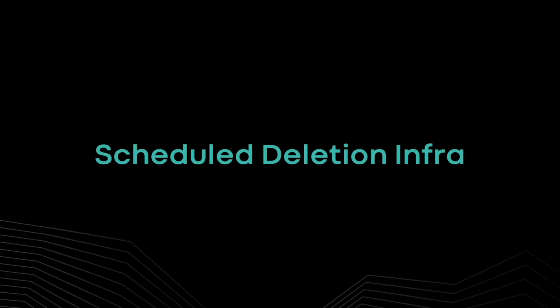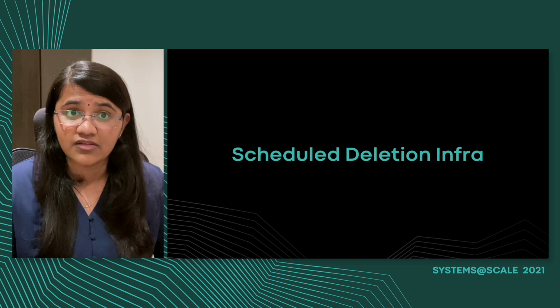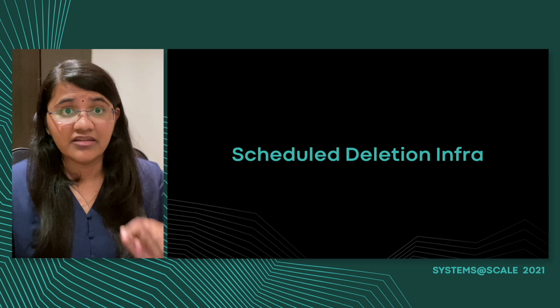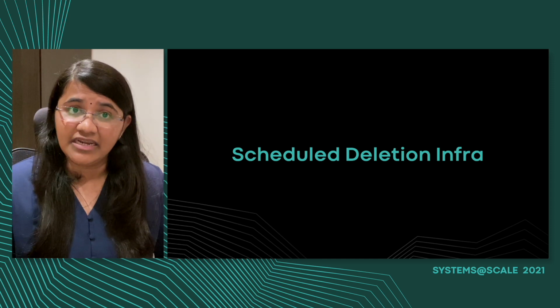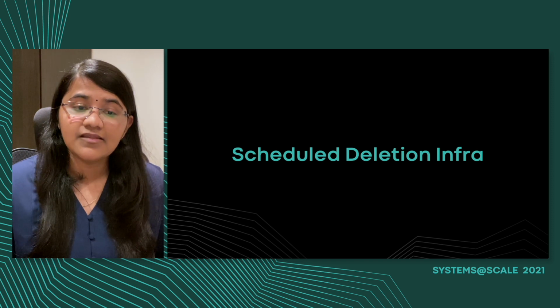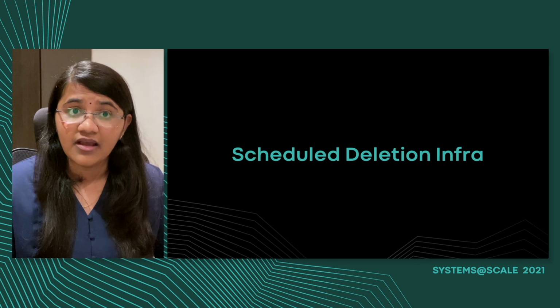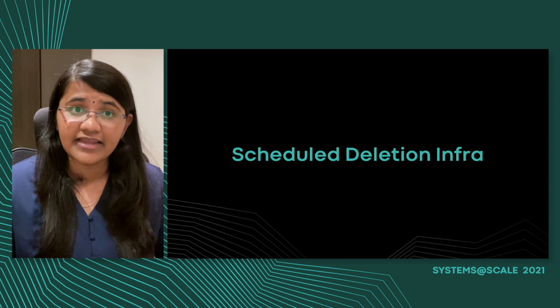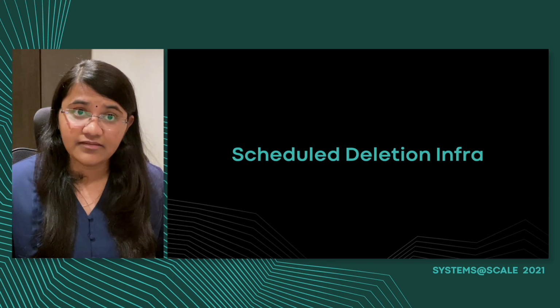Scheduled deletion infrastructure. The examples we spoke about in the previous slides were all user initiated deletions. That is, when the user clicks on the delete button, the deletion is triggered. But a large part of our data at Meta is ephemeral in nature. For example, Instagram and Facebook stories need to be deleted after they reach a specific time, which is called the TTL, time to live for the object. The scheduled deletion infrastructure was built to handle these ephemeral objects.